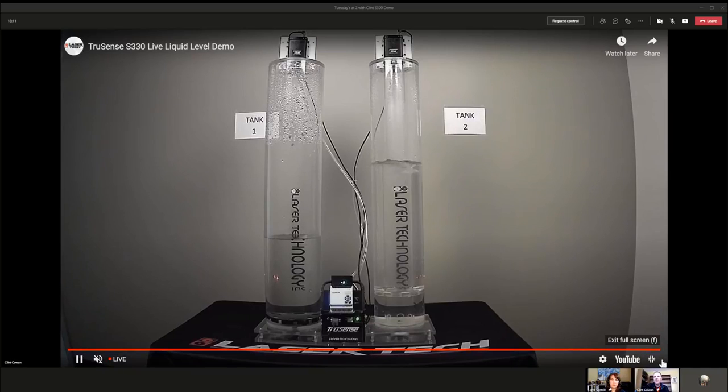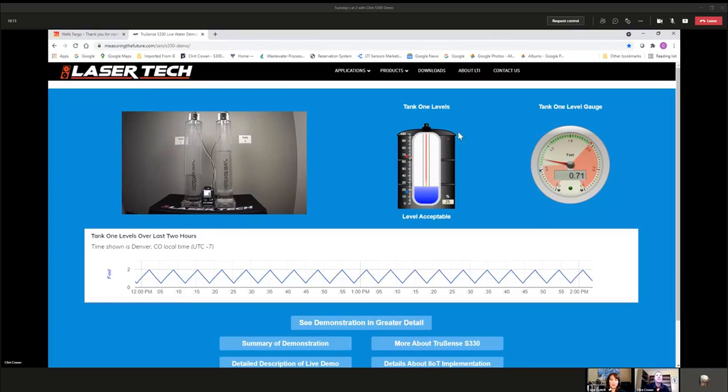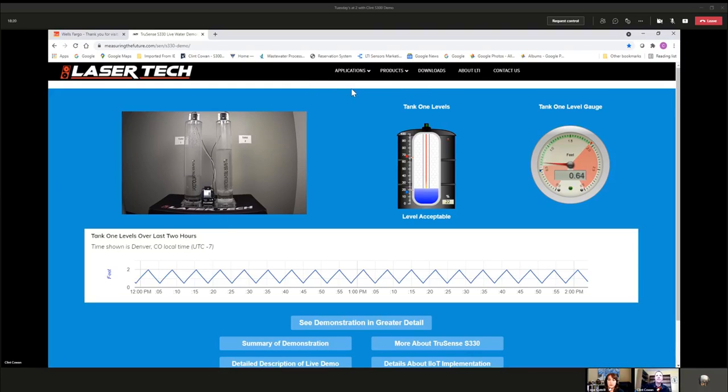So I'm going to minimize this window back, and you'll see to the right, we have a graphic of what the tank level in tank 1 is. And it's going down right now. And shortly, when it hits a certain level that will be coming up soon, it will stop and then reverse. So the water should stop momentarily and then start pumping into tank 1.